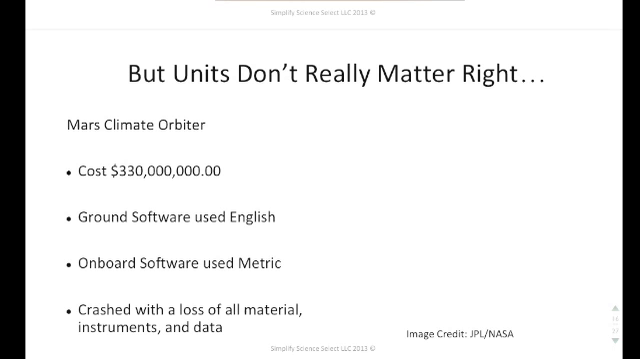Okay, looking at units and looking at matter, we looked at this in our Engage. It says, but units don't really matter, right? And we looked at the Mars Climate Orbiter, and we see that the ground software used English measurements and the onboard software used metric. And what we saw was the cost of the orbiter was right around $330 million. And it crashed because they didn't convert correctly. They weren't in the right unit. And it crashed with all loss of material and instrument and data.